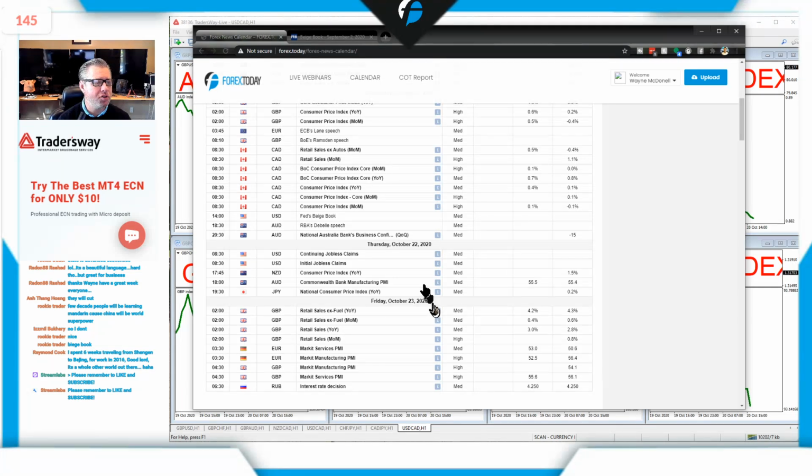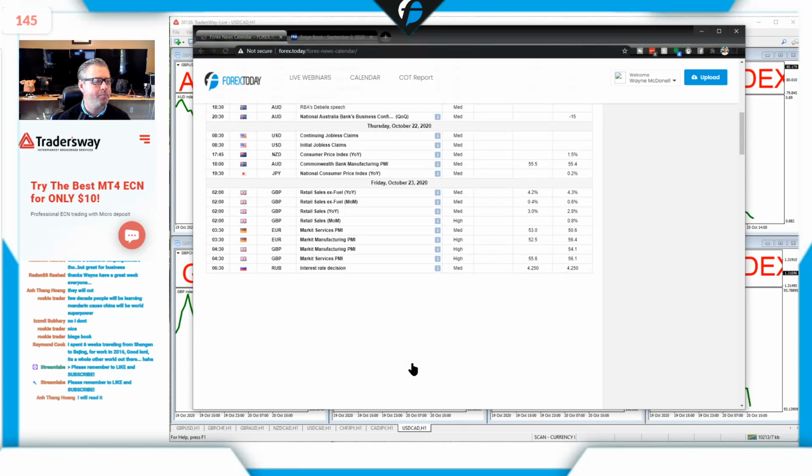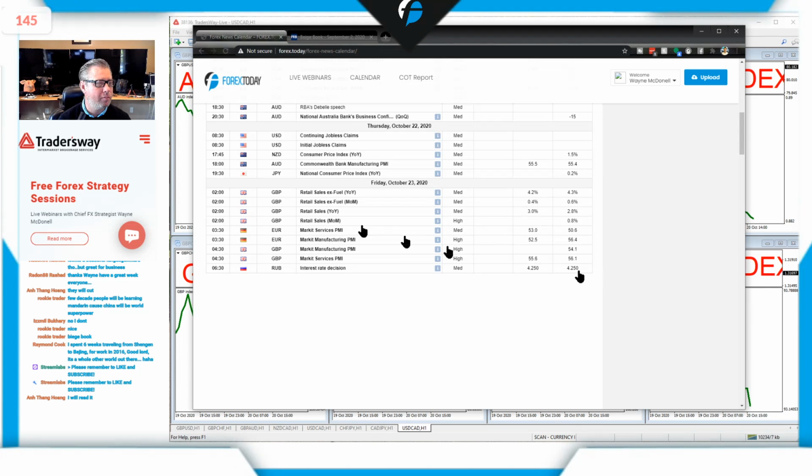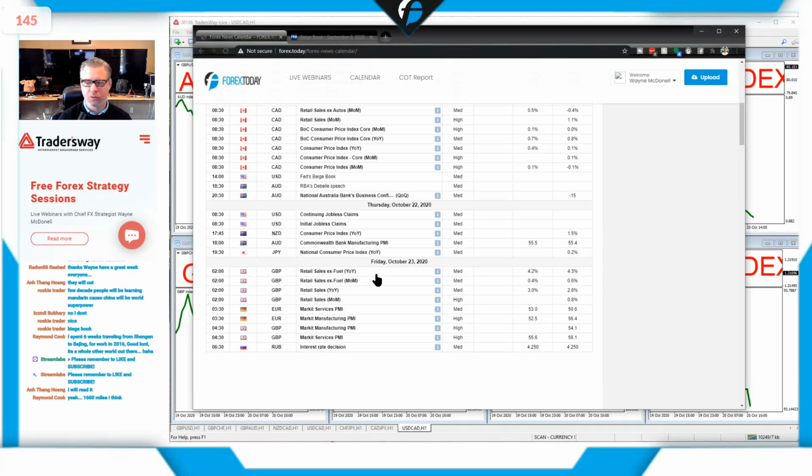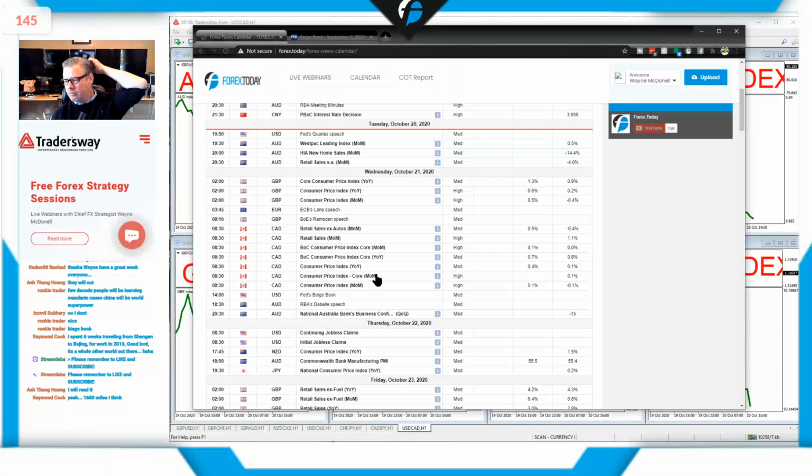All right, so Thursday, not a lot. All right, Friday, more pig news, but again, overshadowed by Brexit, some German news, more pig news, nah. Interest rate decision for the rube.